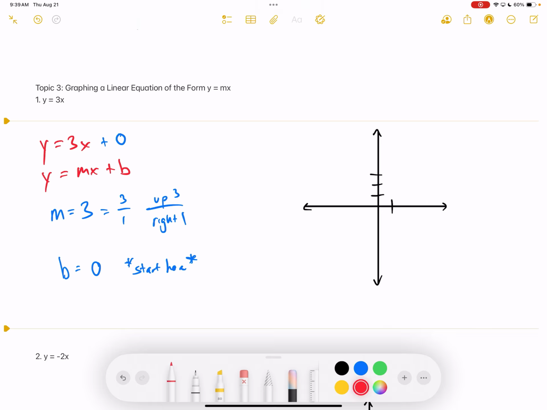So what I'm going to do is go to my graph. I'm going to start at 0, and then I'm going to do what my slope says. I go up 1, 2, 3, and to the right 1. So I started at (0, 0), and then I went up 3 to the right 1. And that's a start at 0, you said? Start at 0. Yeah, start at (0, 0). Yeah, that says start here.